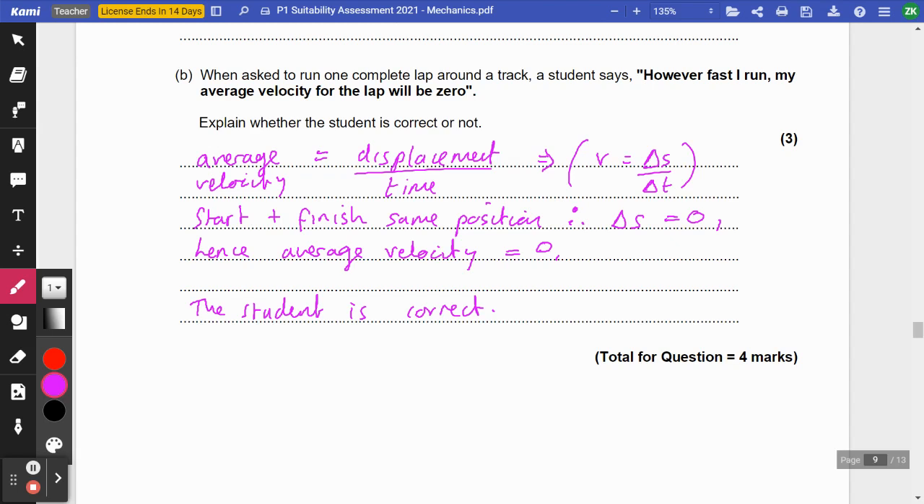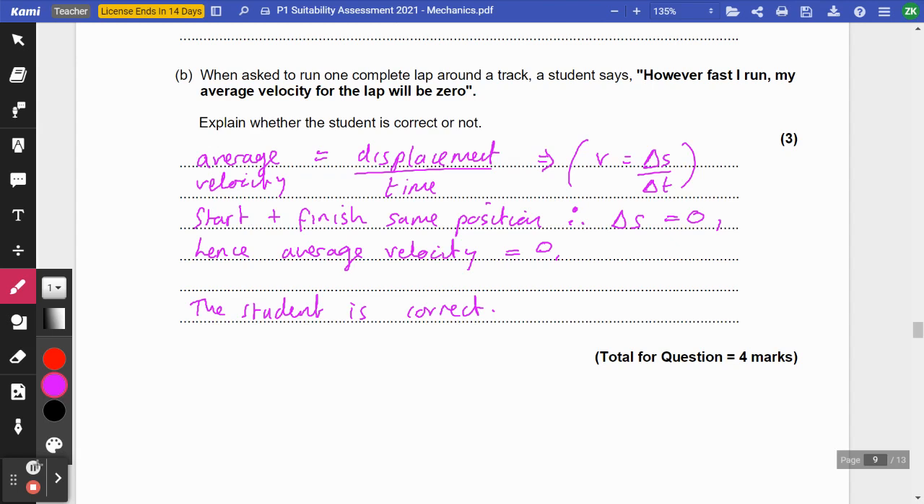If this said average speed, then we would say it's distance divided by time. If it says average velocity, this is displacement divided by time, vector here, vector here. So there's a difference between the formulas. Velocity is displacement over time, whereas speed is distance over time. So when they say that however fast you run, the average velocity will be 0.